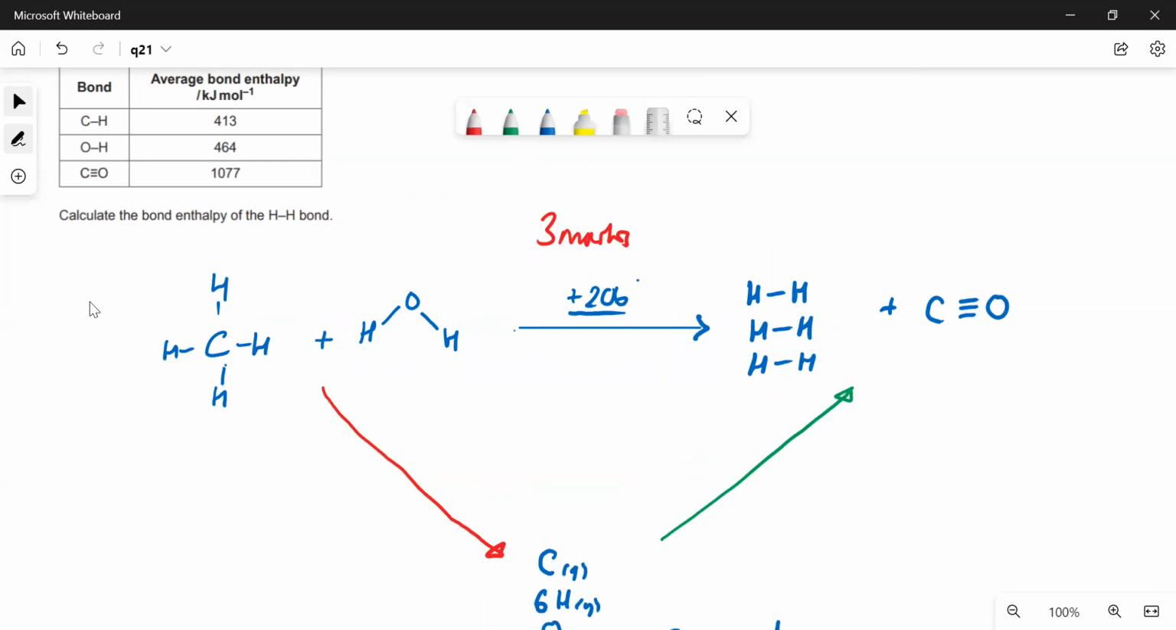We've broken 4 times the 4 carbon-hydrogen bonds, okay? And we've broken 2 in the water, the hydrogen-oxygen, that's 464. If we add all that lot up together, we get 2,580, and that's plus because we're breaking those bonds.